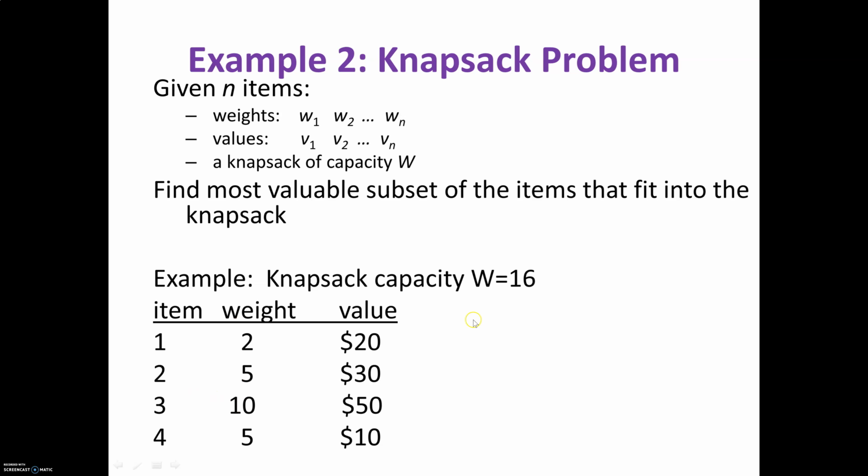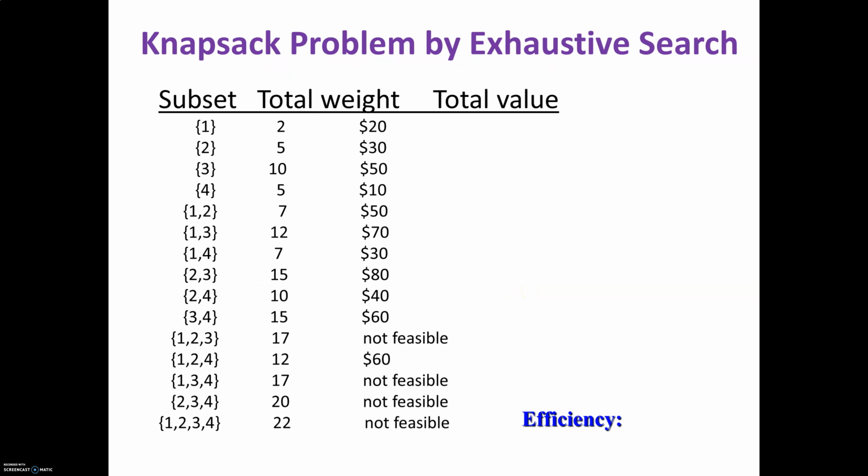4 items, with the capacity of the sack equal to 16. In order to find the solution, generate all possible subsets of the 4 items. All possible subsets of n items is 2 power n. For this example, 4 items are there, 2 power 4, that is 16.